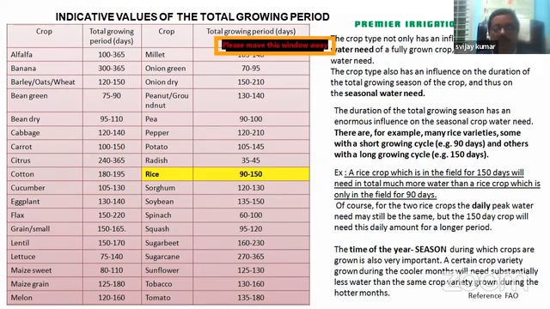Of course, on a particular day, the daily peak water requirement may be the same. Maybe it is 7 mm in both the areas, but the total quantum of water that you have to give for the crop will depend on the particular variety of the rice crop that is in consideration.